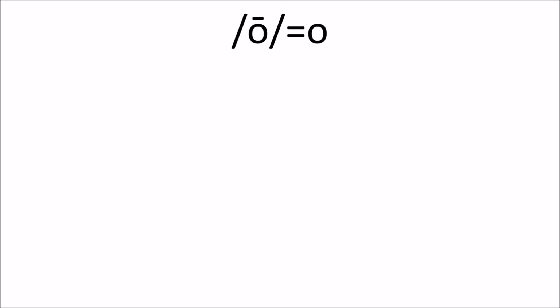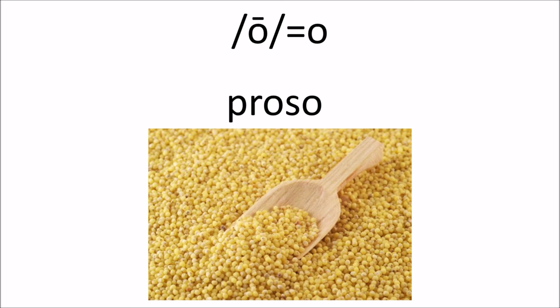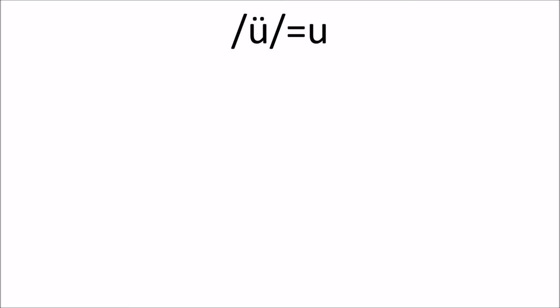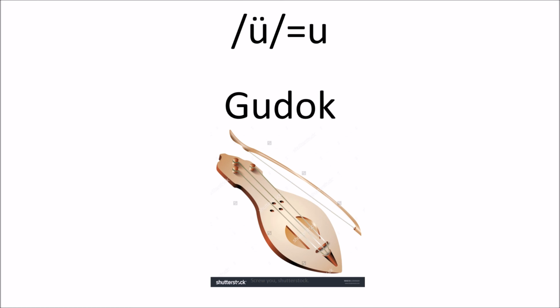O, the O sound in Russian is spelled with an O. Very simple. It's pretty basic. As an example, proso, which is a type of grain. Likewise, in simplicity, U is just spelled with a U. Another example, gudak, which is the special instrument.